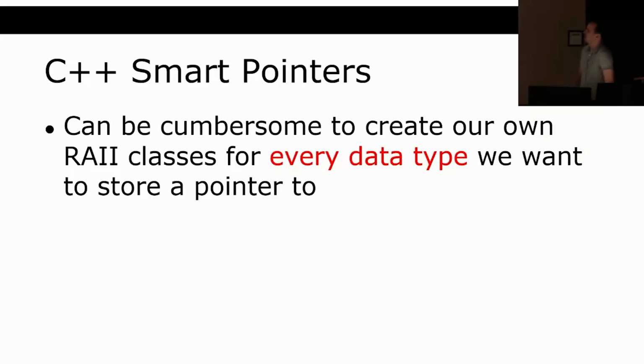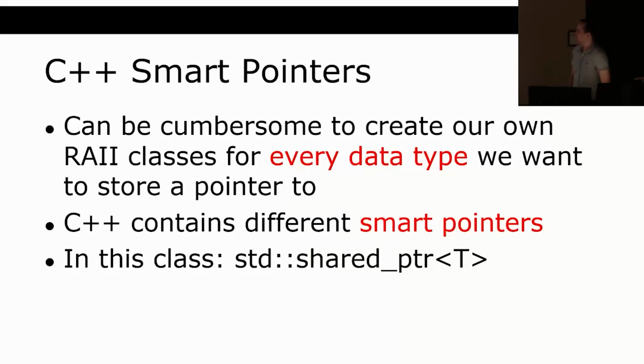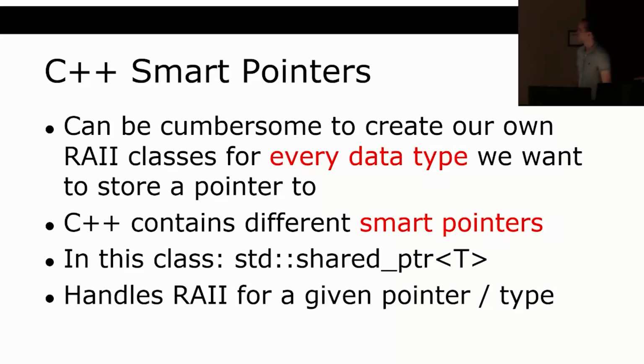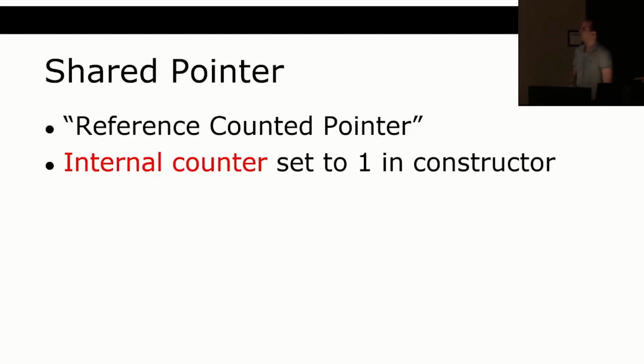It can be really cumbersome to create our own classes for every single data type that we want to store a pointer to. C++ contains something called smart pointers. In this class, we're going to be using shared pointers. There are different types of smart pointers other than shared pointers, but let's just use shared pointers for now. Once we've used them a bit, I'm going to tell you the difference. What it does is it completely handles RAII for a given pointer or a given type. A shared pointer is also called a reference-counted pointer. This is kind of what happens in garbage-collected languages. It's not exactly the same, but it's sort of what's happening in a way behind the scenes.